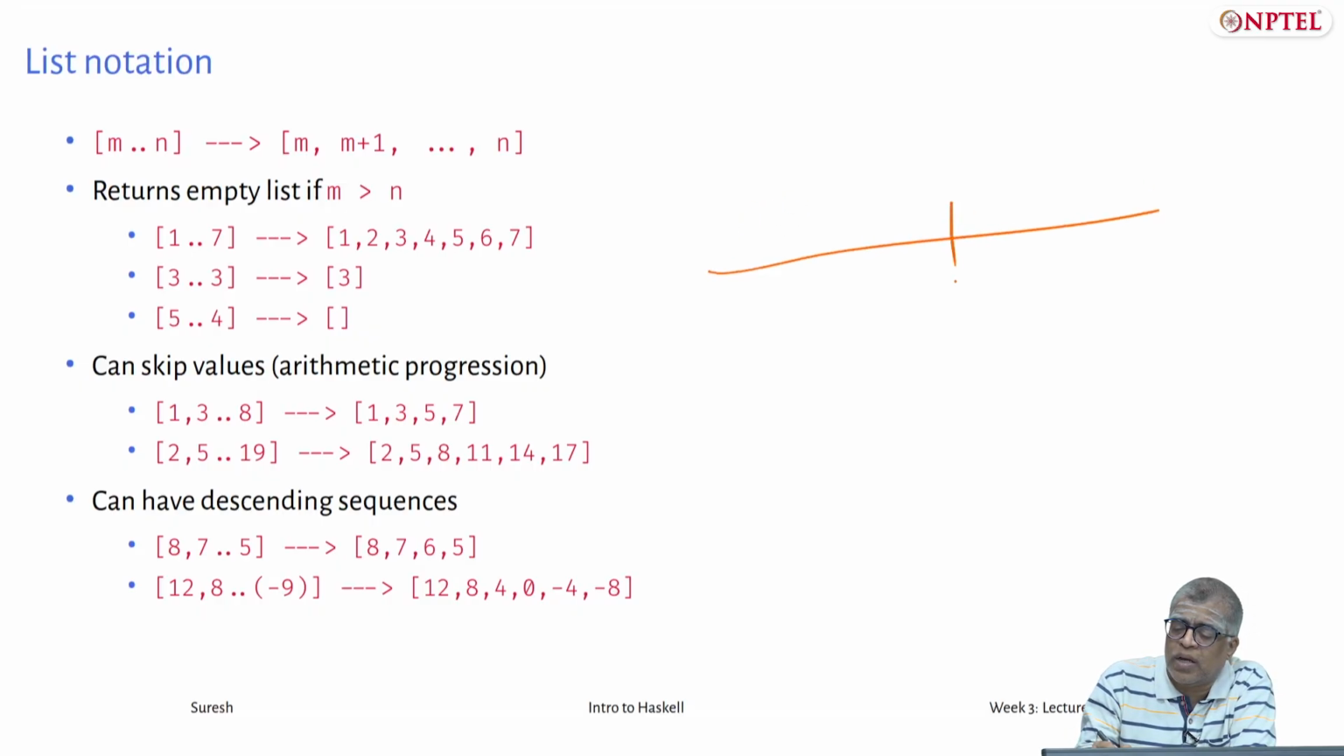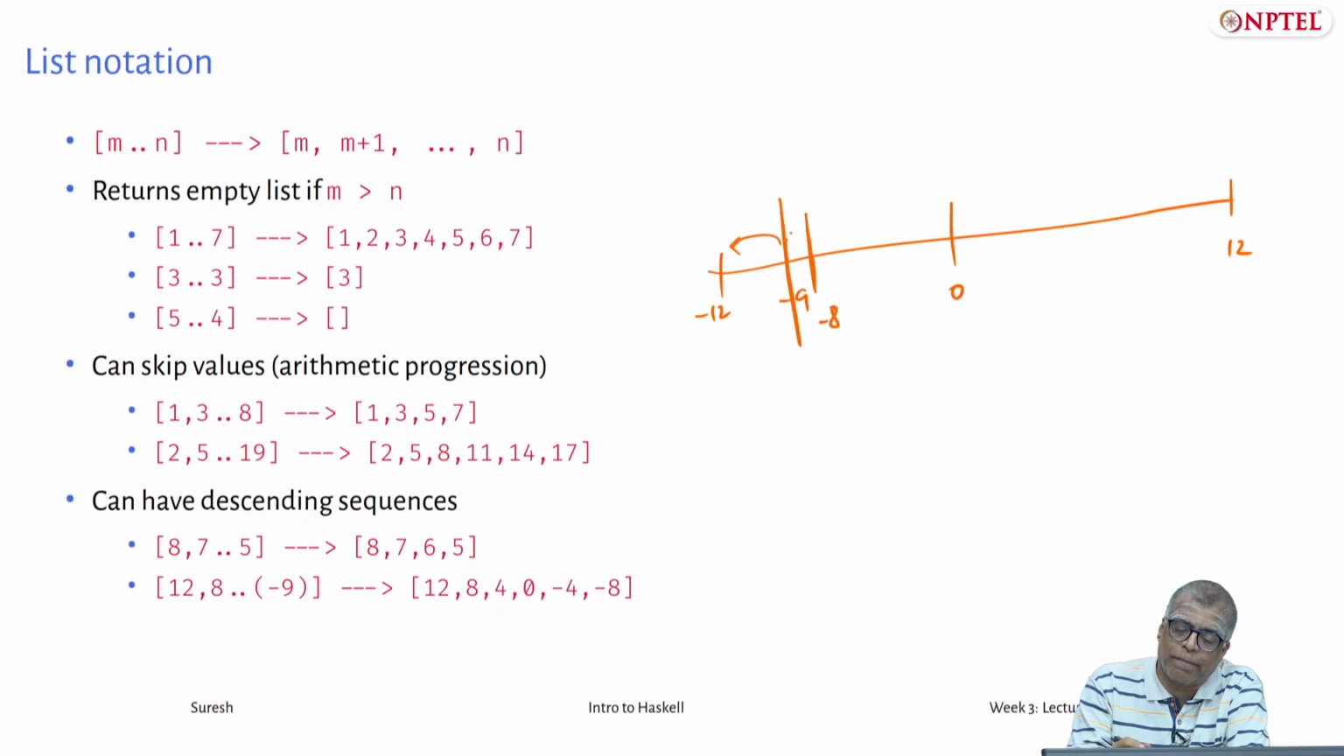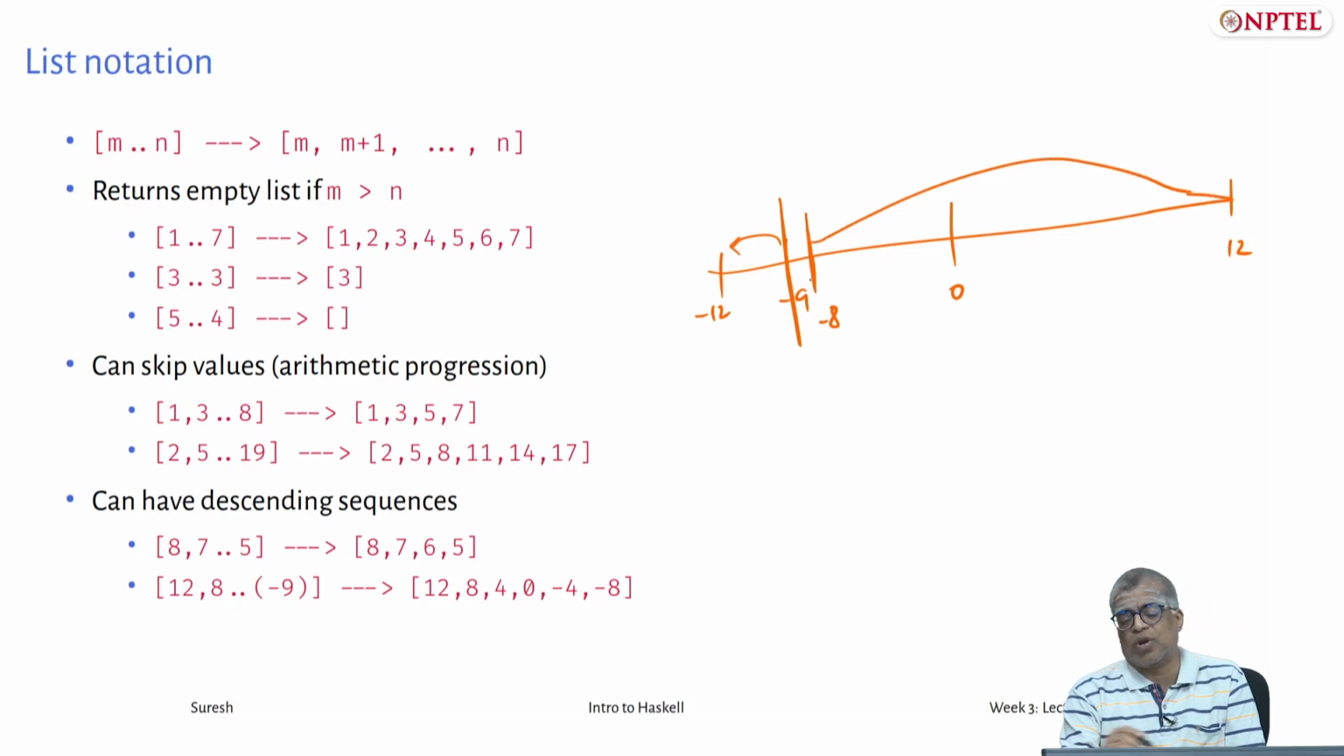So if I start from 12, I go to minus 9. I have the number line here, I have 0 here, I have minus 9 somewhere here, minus 12 is here, 12 is there. So I start from 12, I cross 0, I go all the way to minus 9, and I have to go beyond to get to minus 12. So at this point I will stop. I will stop at minus 8. This is the point at which I will stop.